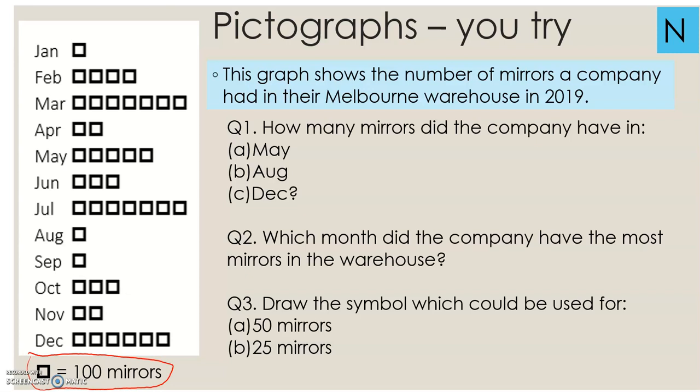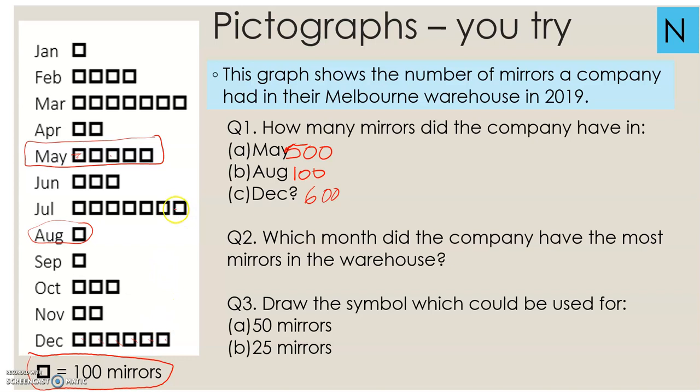So how many mirrors did the company have in May? So we're looking at May. I know each of these squares is 100, so 100, 200, 300, 400, 500. So I'd say in May, there were 500. In August, 100, because there's only one square. And then December, I've got 1, 2, 3, 4, 5, 6. So 600 in December.